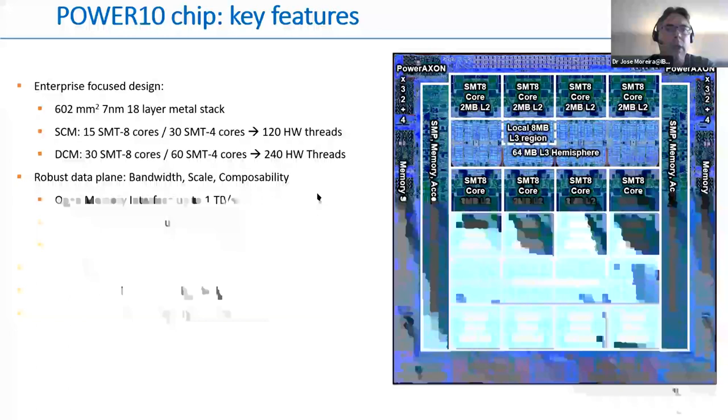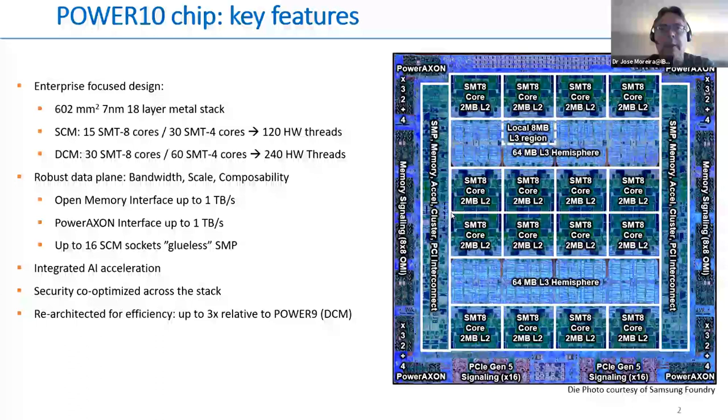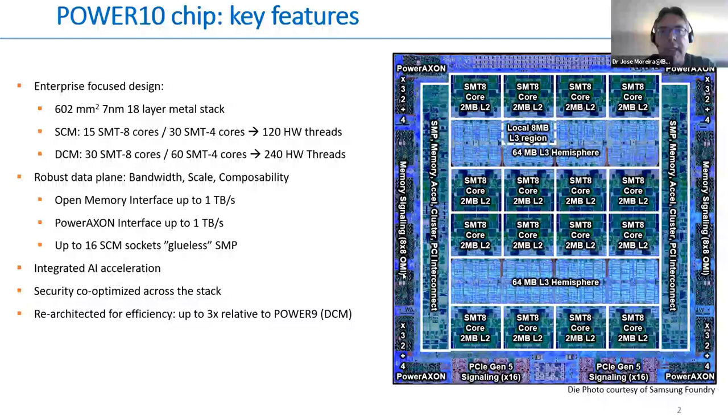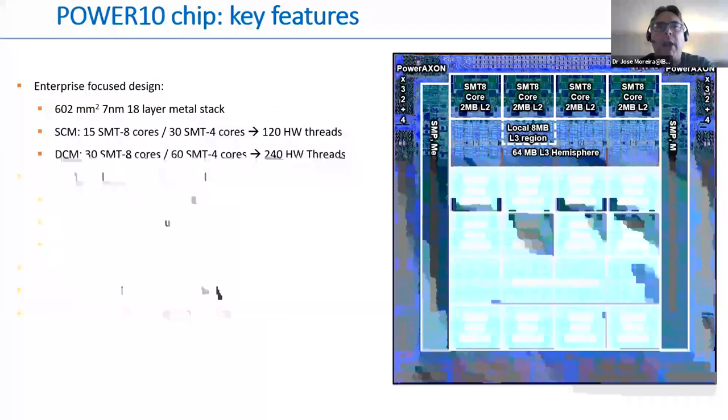So the dual chip module, we end up packing 240 hardware threads, or virtual processors, on a single module. Like I said, the processors are in the middle of the chip. The periphery of the chip is all the interconnect. It's sometimes hard to tell, but it's more about half and half. So half of the area is the processing complex, and half of the area is the interconnect complex. And this interconnect complex is really key to building very powerful systems. And I'll talk about everything that the interconnect can do in the next slide.